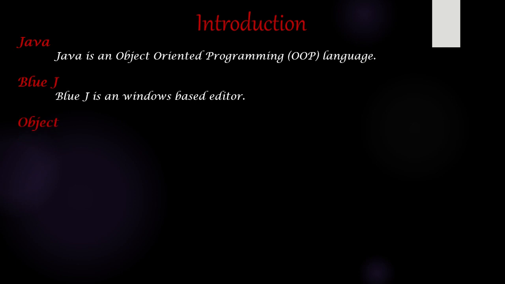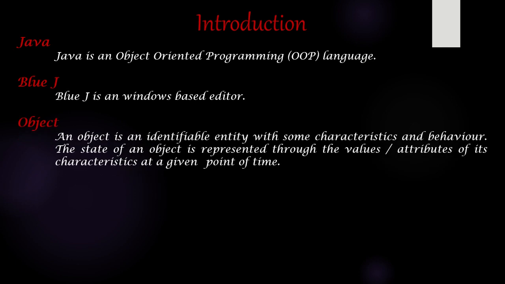Objects. What are objects? Objects are real-life entities which have some characteristics and behaviors. The state of an object is represented through values or attributes of its characteristics at a given point of time.